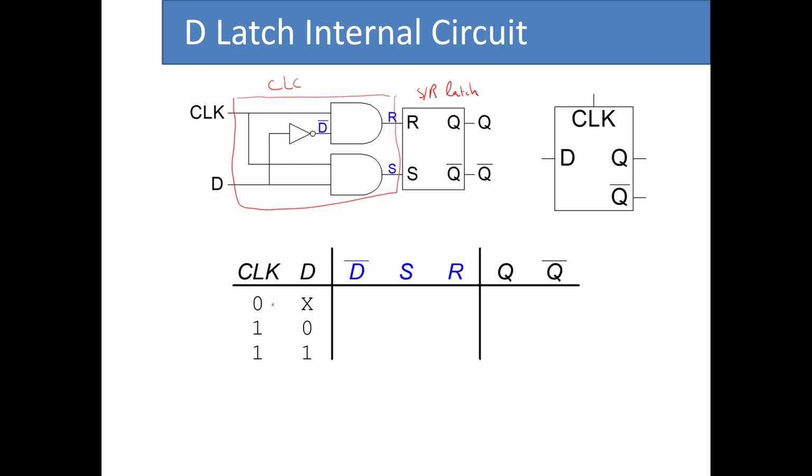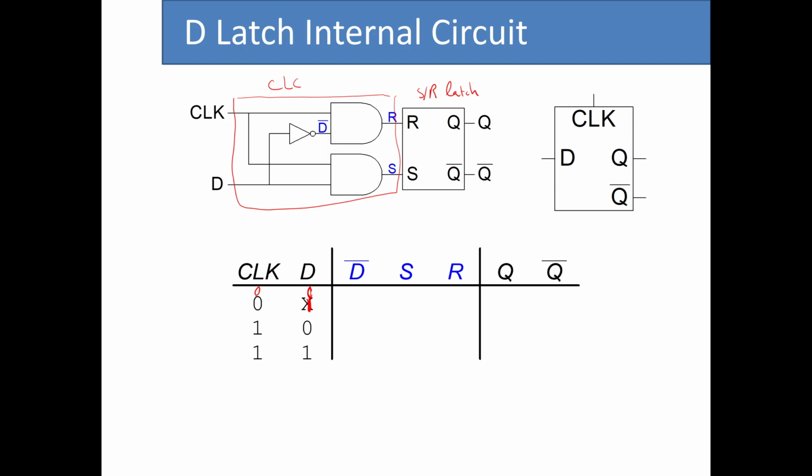Let's go over the possible combinations for the two inputs. For this circuit, we have 4 possible combinations for the inputs. We have 0, 0, we have 0, 1, and I will tell you why I use X. And then we have 1, 0, and finally 1, 1 for clock and D. Let's go through them one by one and see what we have.